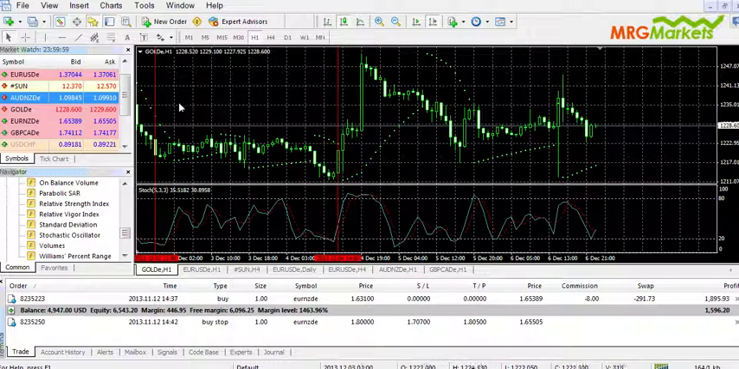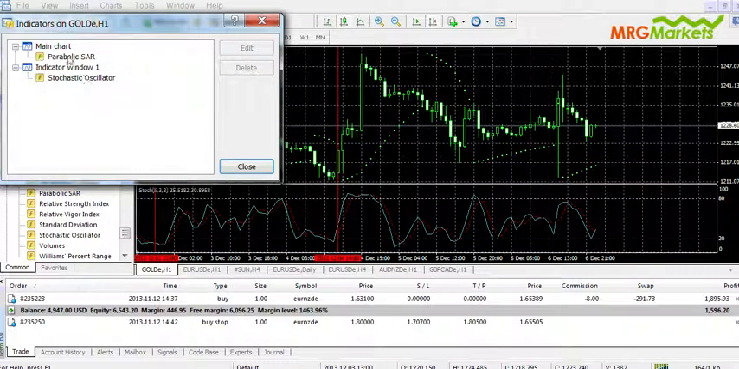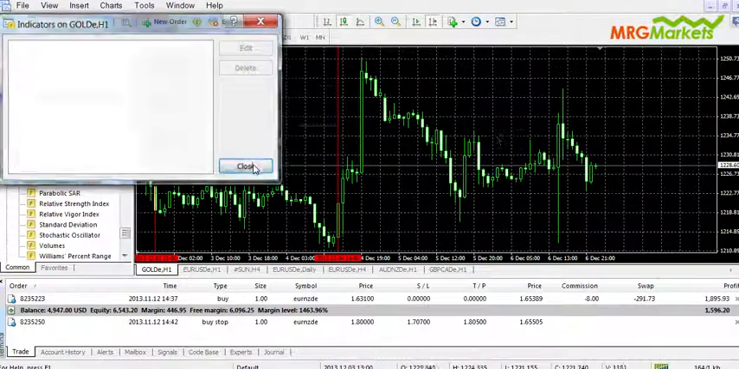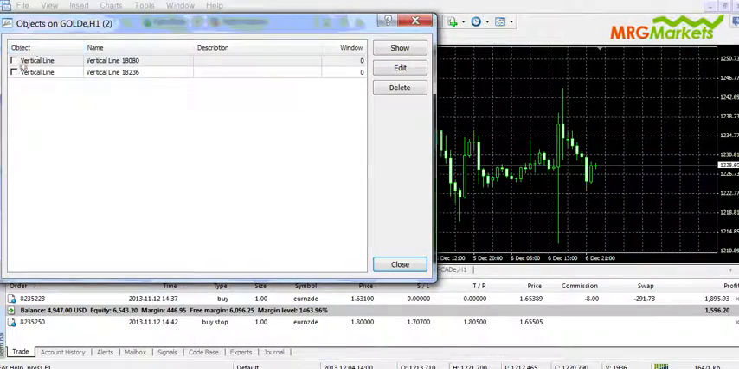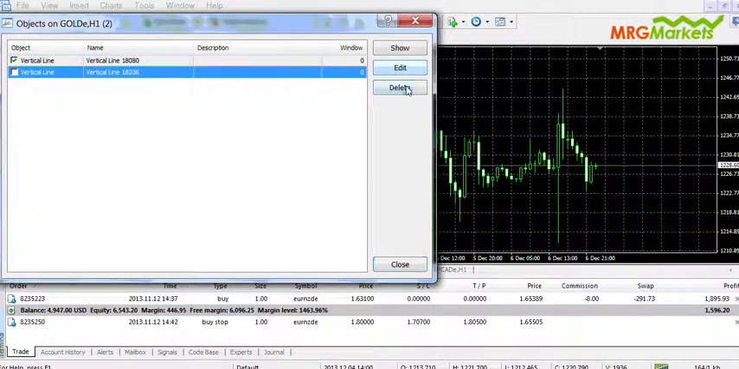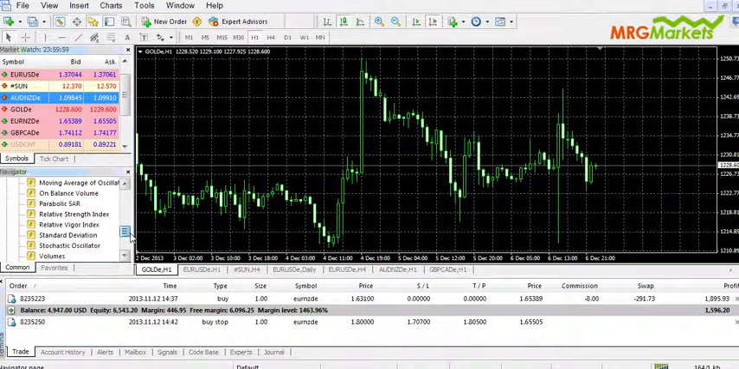By the way, I'm just going to show you how to get these indicators and drawing off the chart. If I simply open the indicators list, I can see I have two indicators on my chart. I can remove these indicators. This drawing here is an object that I can very easily delete from the chart. Here it's clean again, and I can invent a new strategy now.